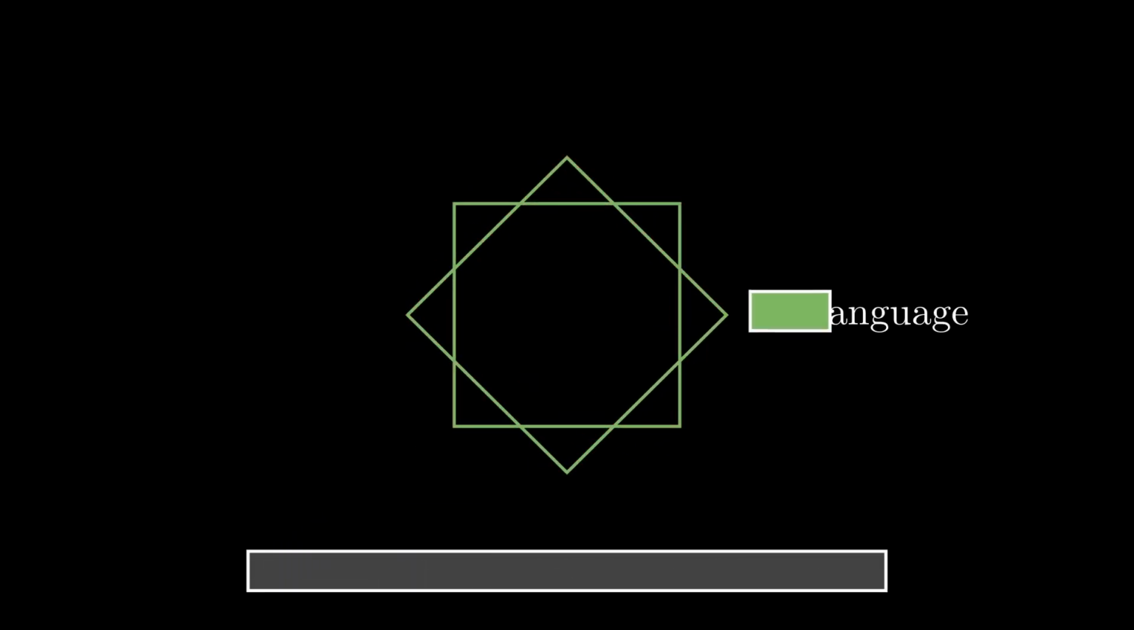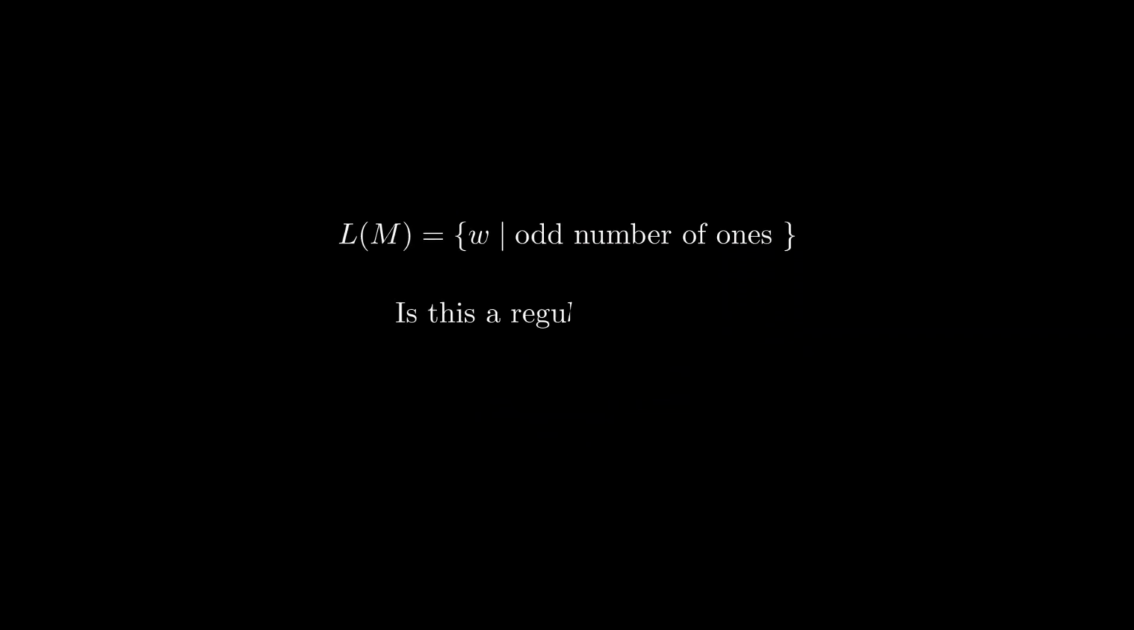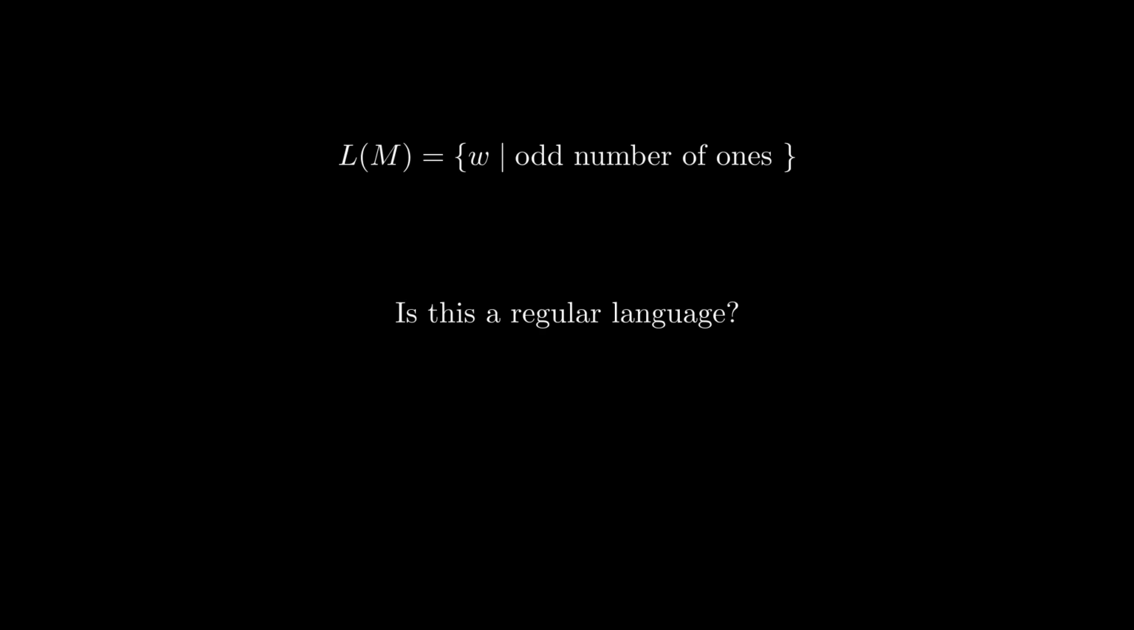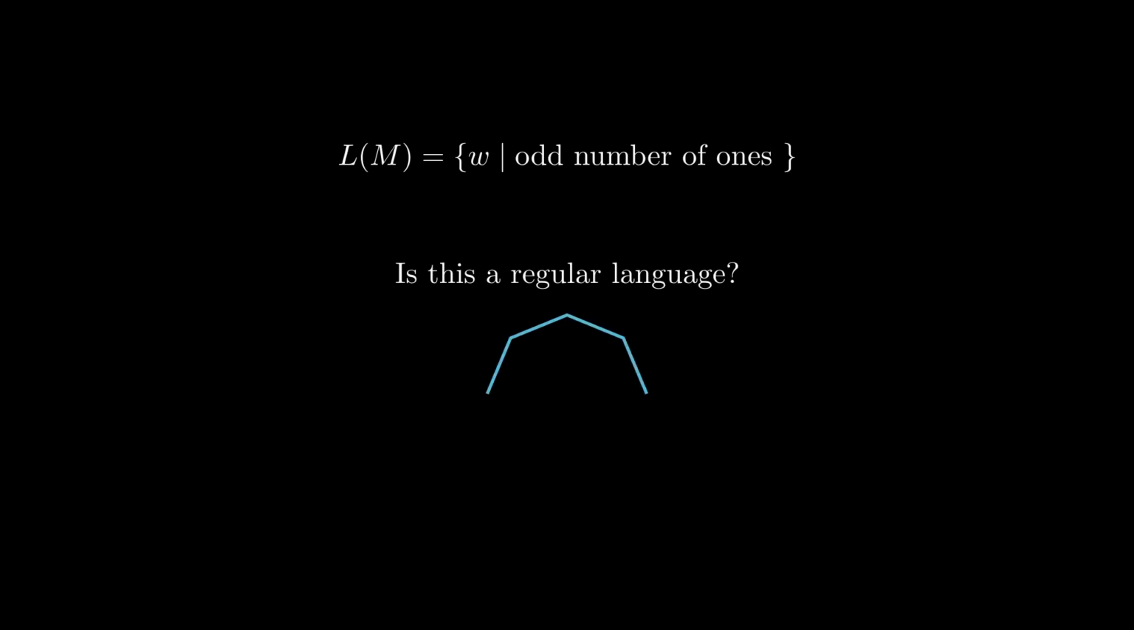A language is considered a regular language if some finite automata can recognize it. That last sentence is rather important. Say I give you this definition of a language, and I want you to determine if it is a regular language. Let's answer this question by seeing if we can design a machine for it.